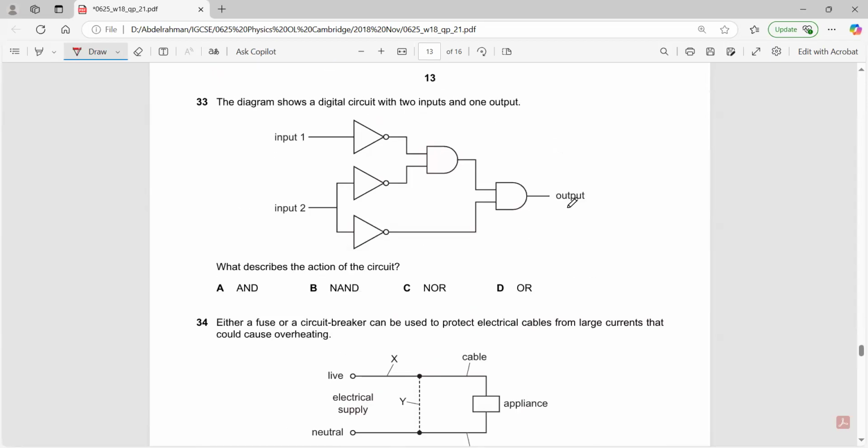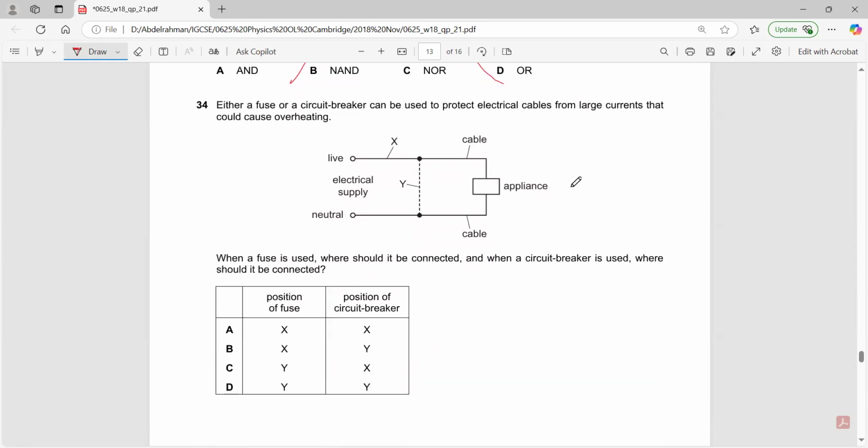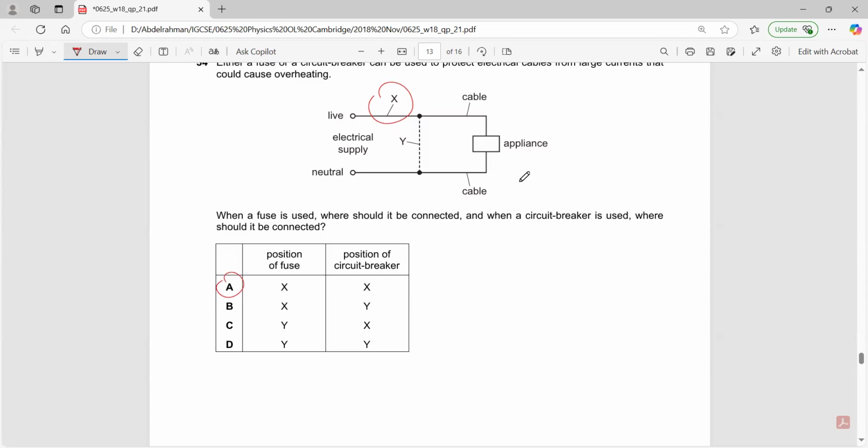33 is cancelled. Definitely, it is cancelled. That was easy. Question 34. Either a fuse or a circuit breaker can be used to protect electrical cables from large currents. When a fuse is used, where should it be connected? And when a circuit breaker is used, where should it be connected? Both of them should be in series on the live cable, which is at X. So it is X.